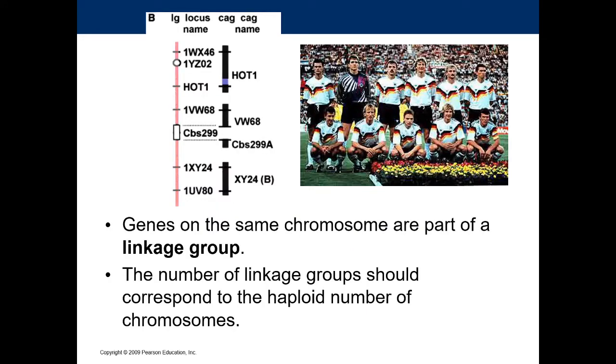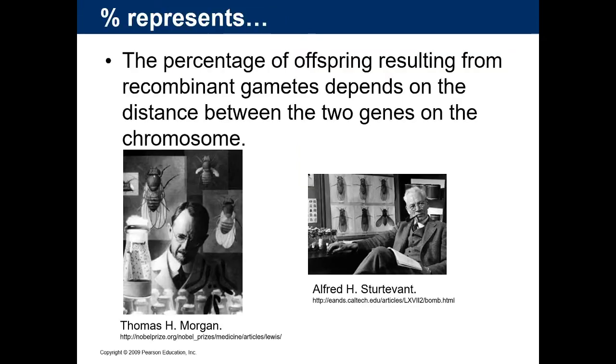Genes on the same chromosome are part of a linkage group. The number of linkage groups should correspond to the haploid number of chromosomes, because if you have 23, then you have 23 linkage groups. The percentage of offspring resulting from recombinant genes depends on the distance between the two genes on the chromosome.